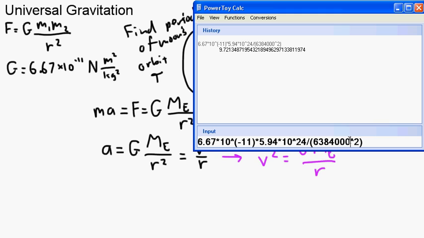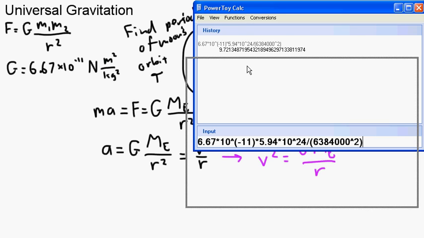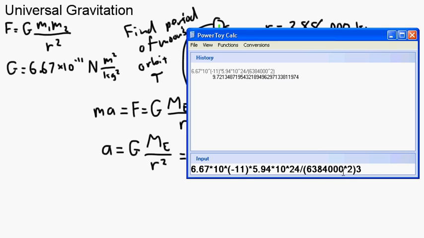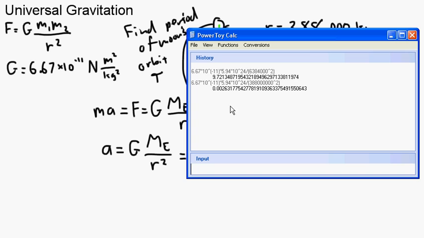This time we're going to divide it by the radius of the moon's orbit, which we said was 388,000 kilometers. So I'm going to add 3 more zeros to make it meters. So 388 million meters. And now we're going to find the acceleration of the moon, which is super duper tiny.